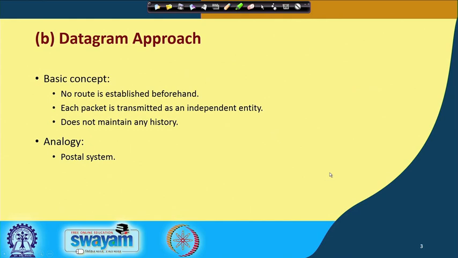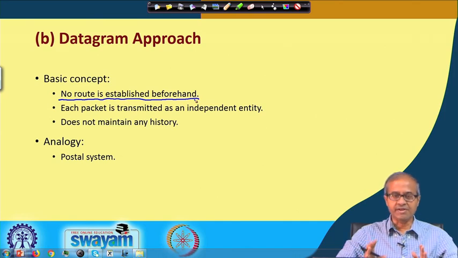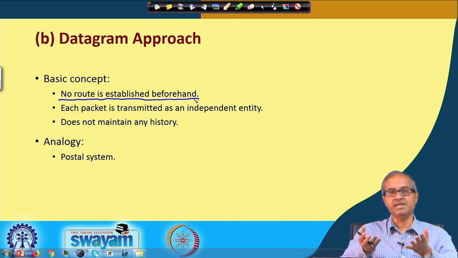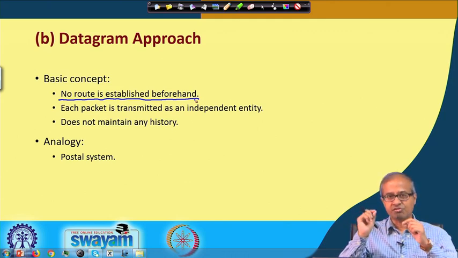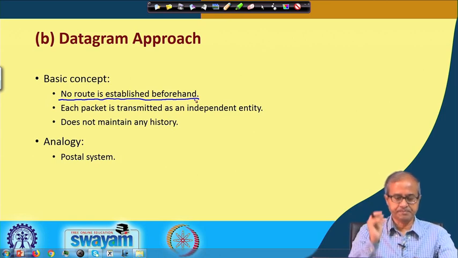Okay. Let us look at the datagram approach. If you compare with the virtual circuit approach, the main difference is that no route is established beforehand. This is an advantage, in the sense that there is no initial delay. In virtual circuit, because of the route establishment, there was an initial delay, and only once the route is established can the packets be transmitted.